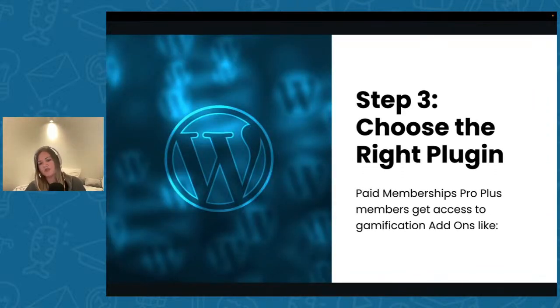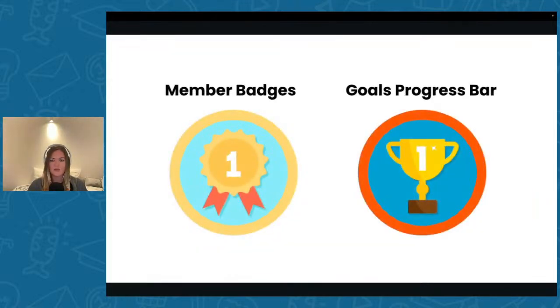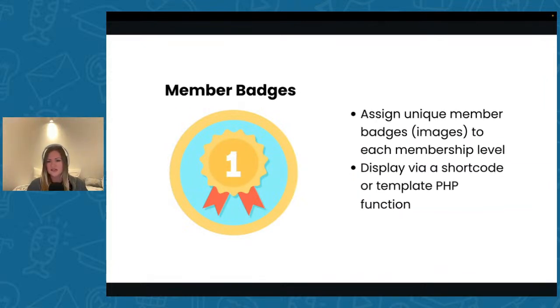Step number 3, choose the right plugin. So we're talking about this from a WordPress perspective. Obviously, here at Paid Memberships Pro, we are fans of WordPress. Our Plus members, if you use Paid Memberships Pro and you have a Plus membership, get automatic access to gamification add-ons like member badges and goals progress bar. Member badges allows you to assign unique member badges or images to each membership level and display via shortcode or template PHP function.